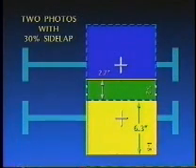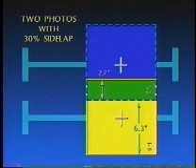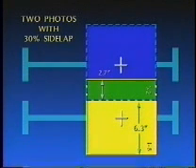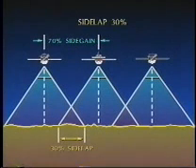Number 5, side lap. Side lap is the area of side overlap between two adjacent flight lines and is calculated the same way as overlap. Side lap is normally planned within a range of 25 to 40%. Here we see the side lap concept from an end view.